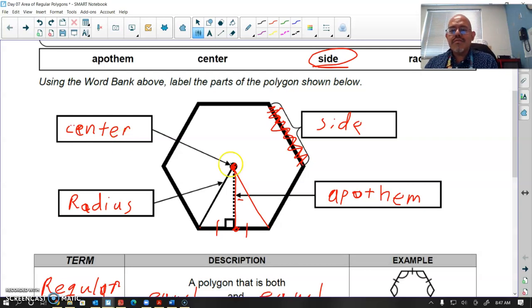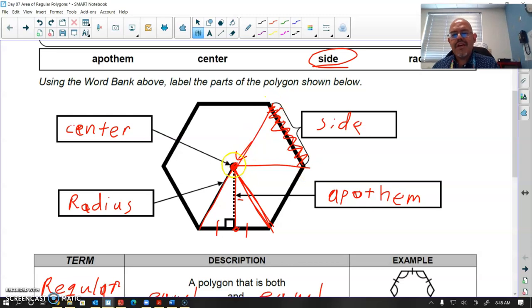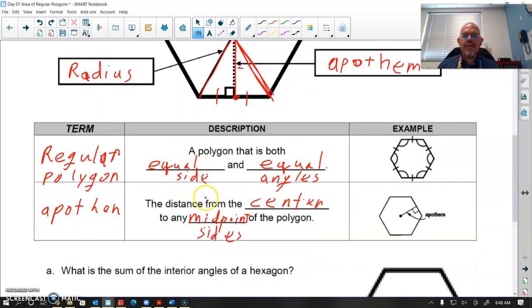You also have the center, which is right here. And then we also have a radius. That's because if we circumscribe this within a circle, all these vertices would touch the edge of the circle. And so therefore, all these lengths from the center to the vertices are all going to be the same. So that means that we have a whole bunch of radii, all of them radius. And then we have the apothem. The apothem is the distance from the center to any of the sides on a regular polygon.